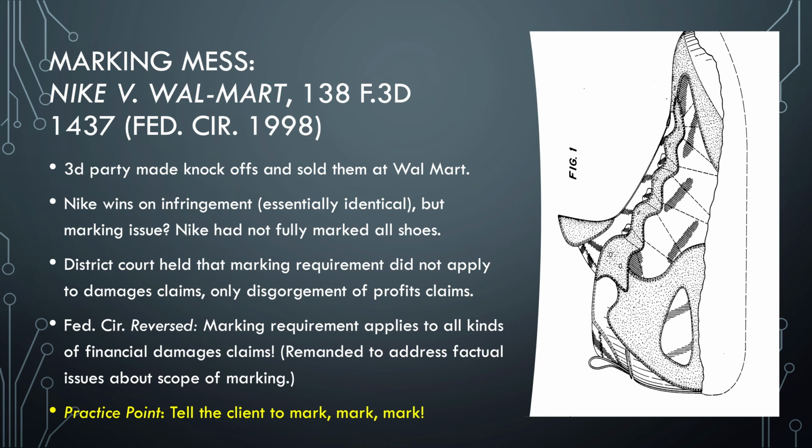The district court said, well, the marking requirement didn't apply to damages claims, only disgorgement of profits claims. And Nike was after a non-disgorgement of profit damages remedy. The Federal Circuit said no, the marking requirement applies to all kinds of financial damages claims. And so it got remanded to figure out, did they mark properly? And if they didn't, what categories of shoes are we going to cut out of the damages analysis, because you're not entitled to get damages for those infringements.